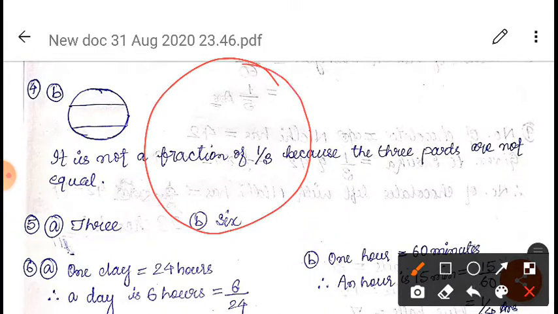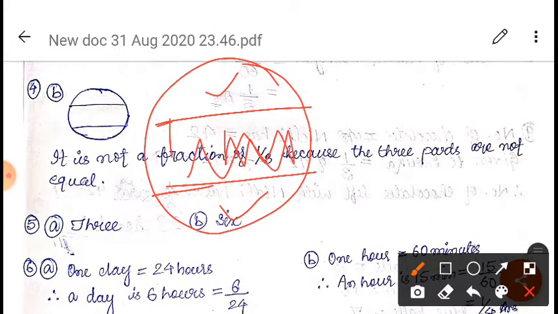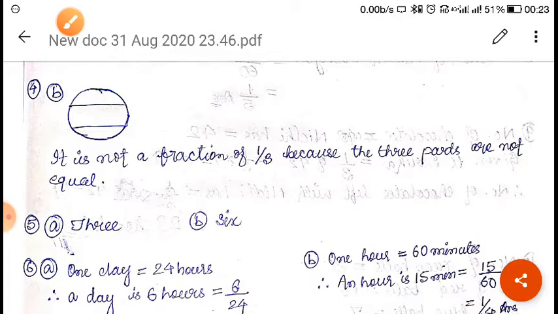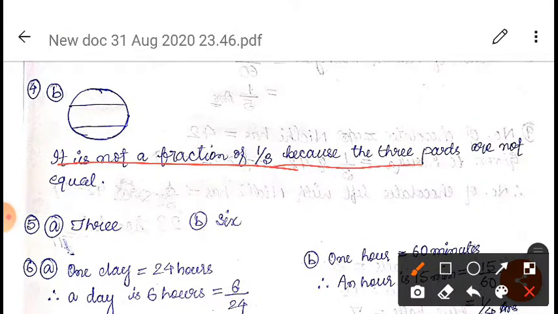In question number B, they have a circle like this, and in this circle, this part and this part are similar, but this part is not similar, right? So that is why question number B is not a fraction of 1 by 3, because the three parts are not equal. In question number A, C and D, both the shaded part and the unshaded part are equal. But here in question number B, the shaded part and unshaded part are not equal. That is why it is not a fraction of 1 by 3, because the three parts are not equal. Okay, so I hope you have got this.